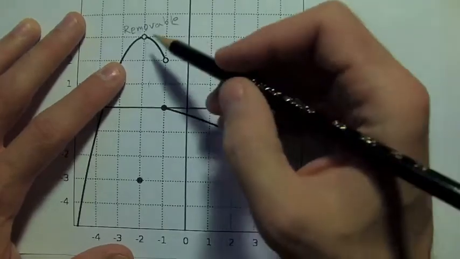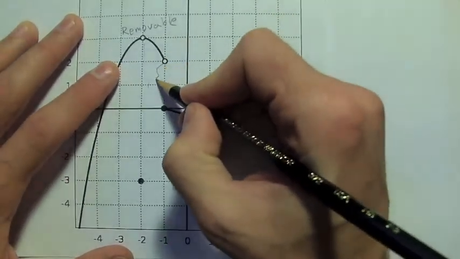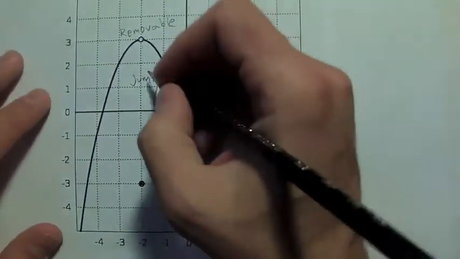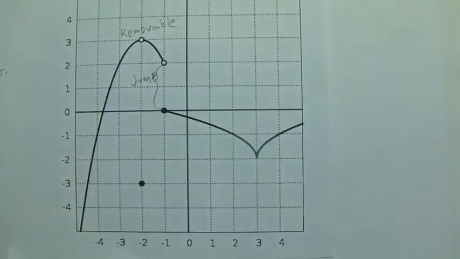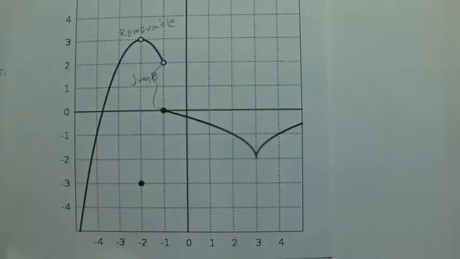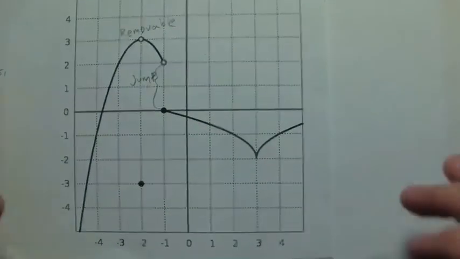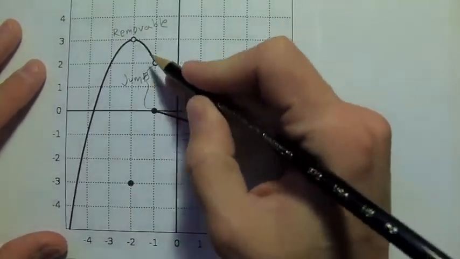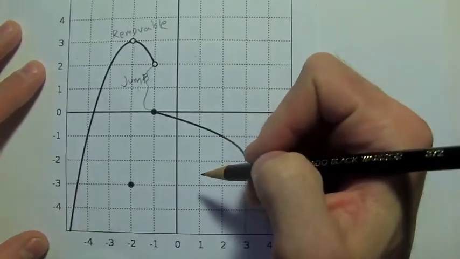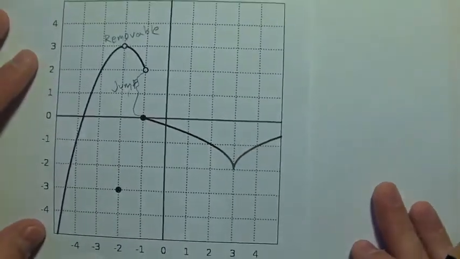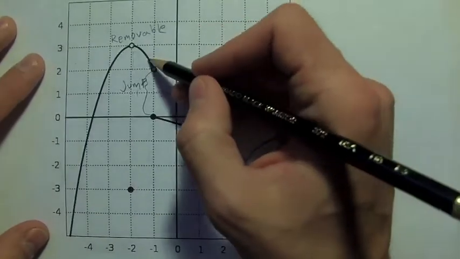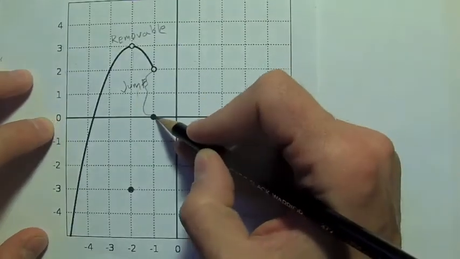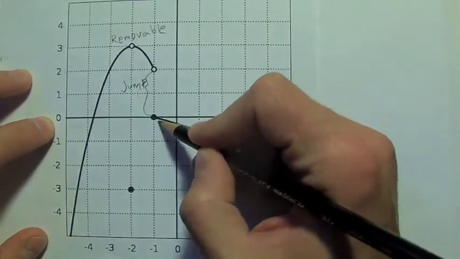On the other hand, this one is called a jump discontinuity, which should make sense. We're jumping, right? The function jumps. It's not continuous. It doesn't stay connected the entire time. There's a jump. And with a jump discontinuity, would you say that the limit exists here at -1? Well, I would say absolutely not, right? Because the limit from the left is going to 2, and the limit from the right is going to 0.